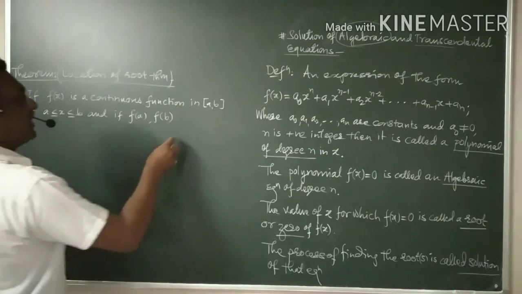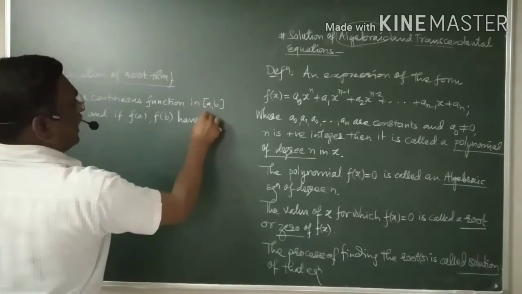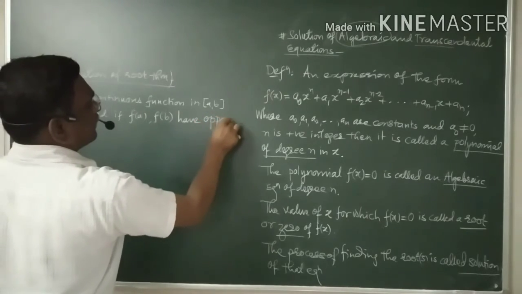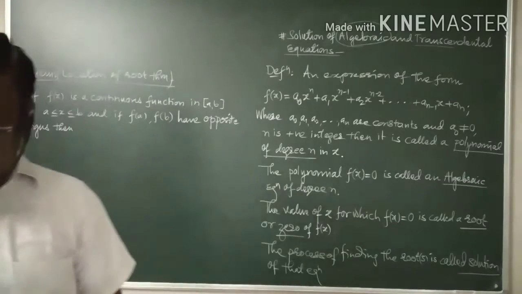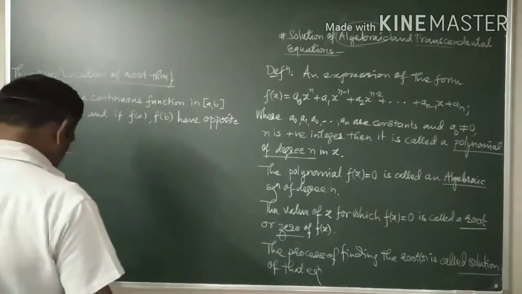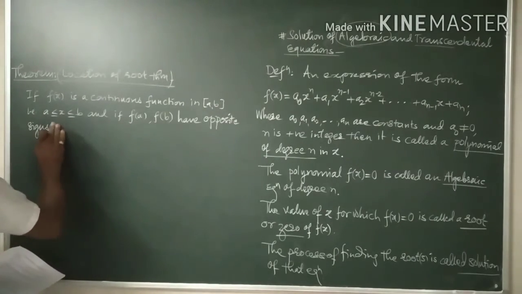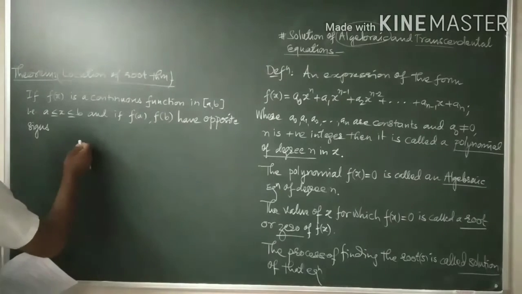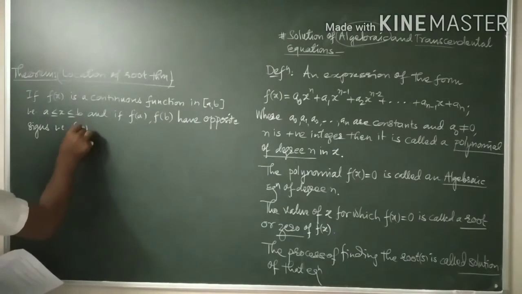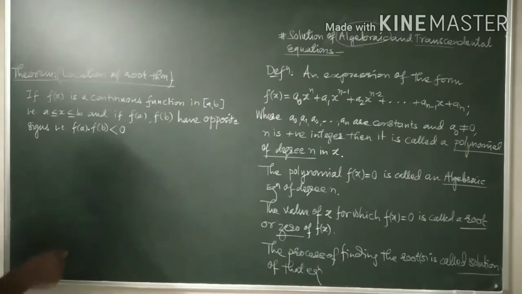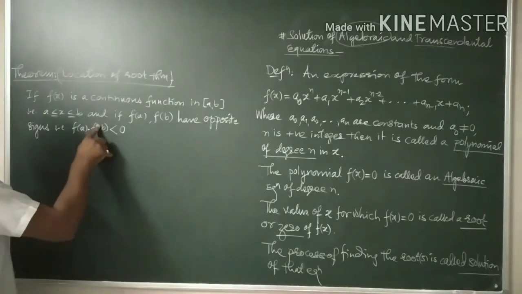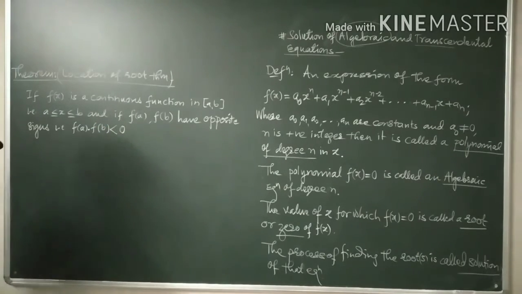And if f(A) and f(B) have opposite signs, that is, f(A) into f(B) is less than 0. F(A) and f(B) having opposite signs means, f(A) times f(B) is less than 0.